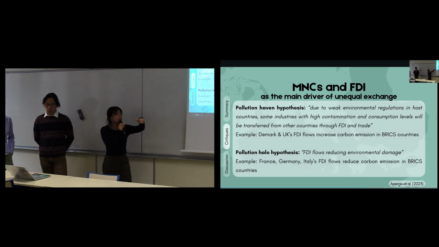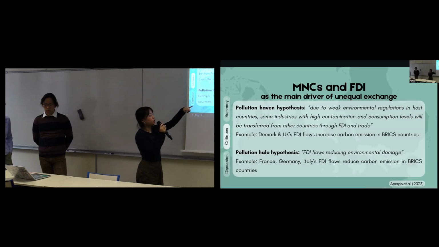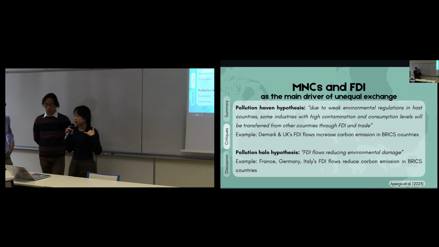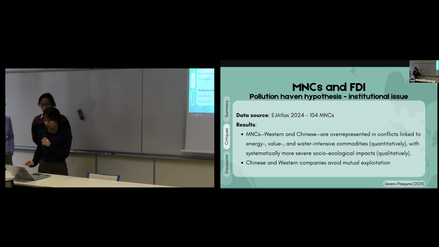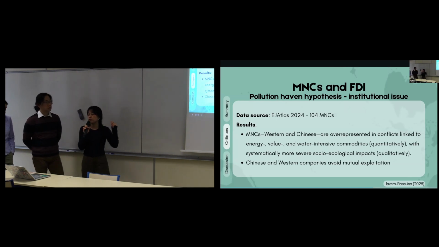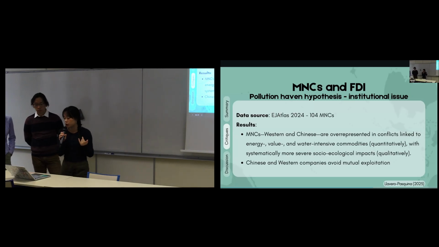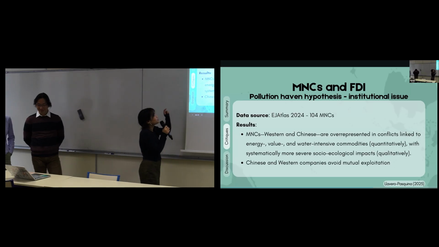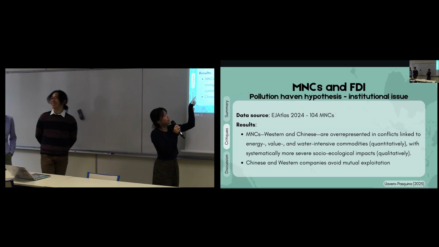And there are many papers discussing which hypothesis applies. For example, here you can see that Denmark and UK FDI flows will increase carbon emissions in BRICS countries, while the opposite is true for France, Germany, and Italy. However, most of the results found on Global South countries will support the pollution haven hypothesis, which is related to institutional issues.